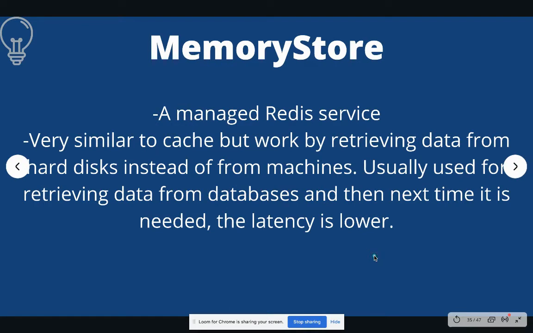Next, we have memory store. This is a managed Redis service. It sounds very familiar to cache because it's very similar, except it works by retrieving data from a hard disk the first time and then storing that data onto your machine in the form of a database, and that can be accessed more easily than you would if you were to retrieve it all over again. Again, this has a lower latency once you have retrieved the data the first time.